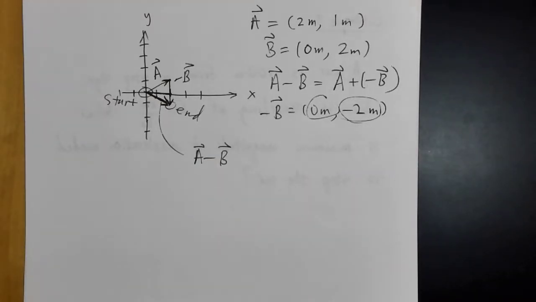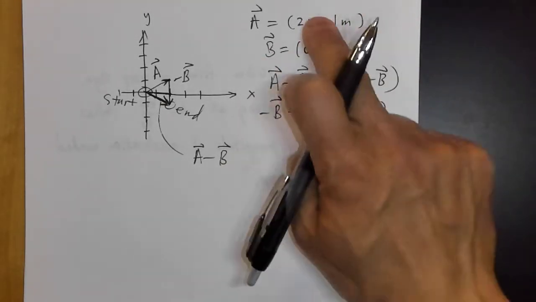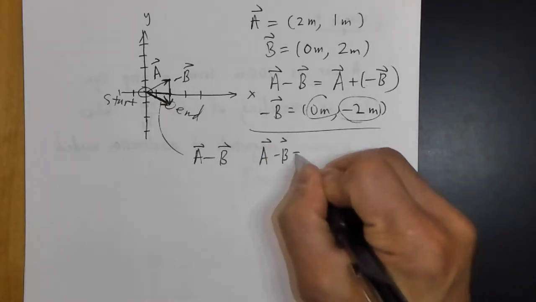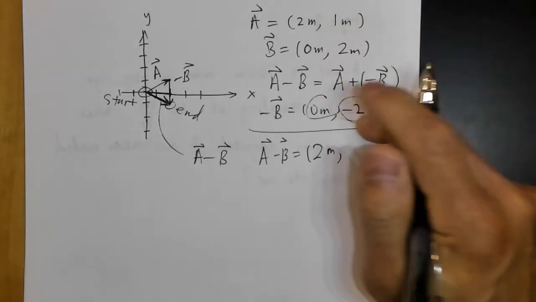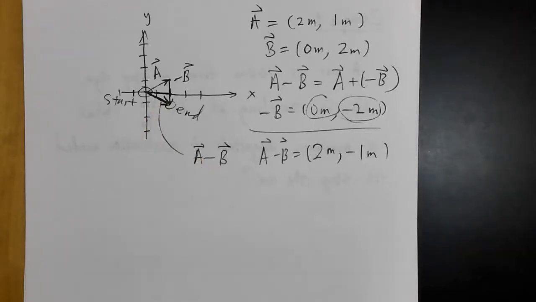Questions? We can check it also. If I'm adding the vectors together, A plus negative B, I get the components: A minus B will be 2 plus 0 is 2, 1 minus 2 is minus 1. So it's 2 comma minus 1. So you can go that way as well. Okay. Any questions? Yeah. You can call the x and y components i, j.